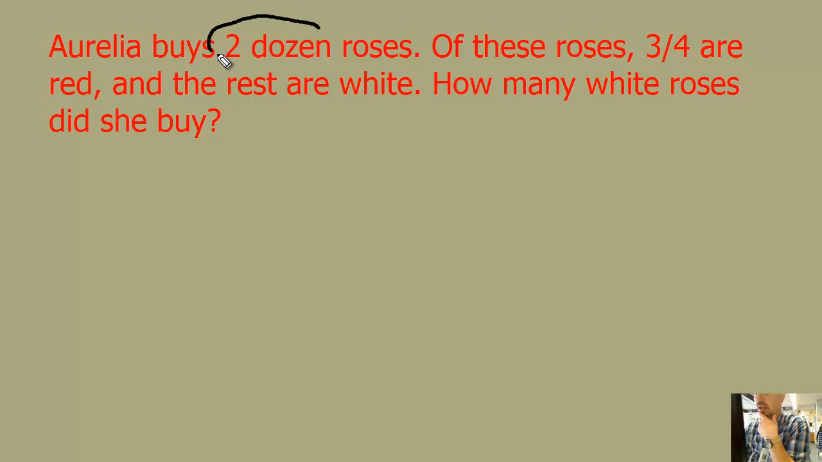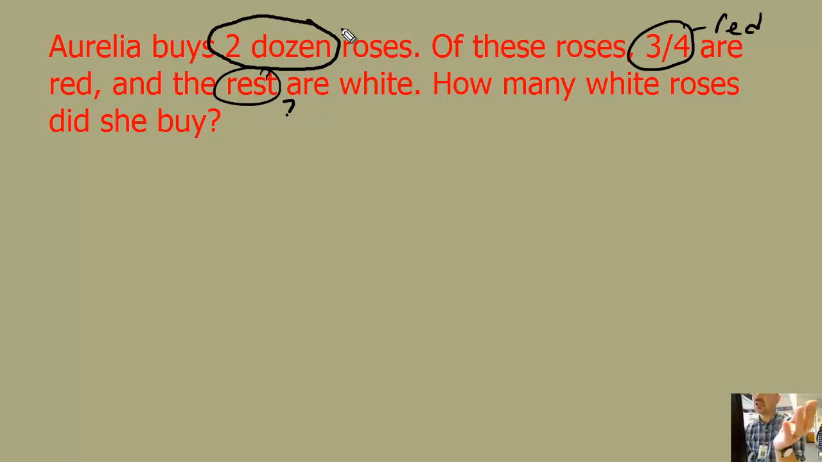We know we have 2 dozen. We know we're dealing with 3/4, and 3/4 are red. Okay. And I know that the rest are going to be white. How many roses are white? So this is what I'm really trying to find out here. I have 2 dozen roses. 1 dozen is 12, so 2 dozen would be 24. So I have 24 roses.